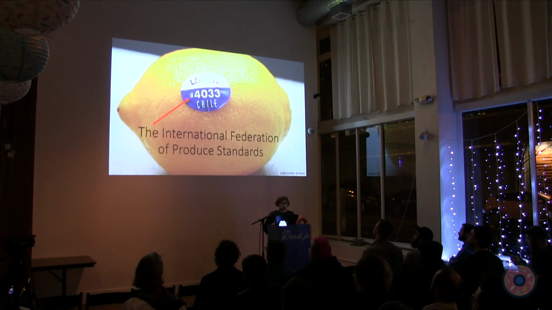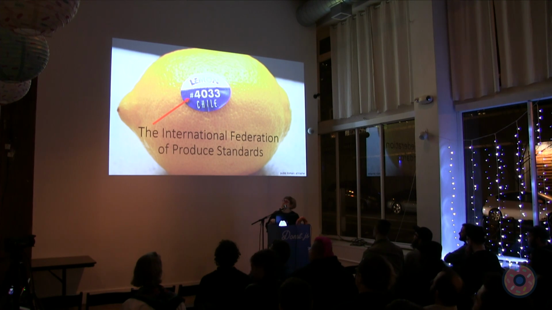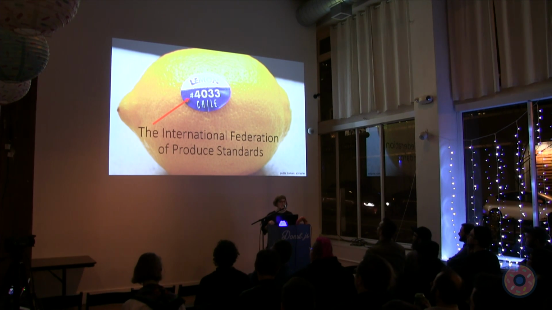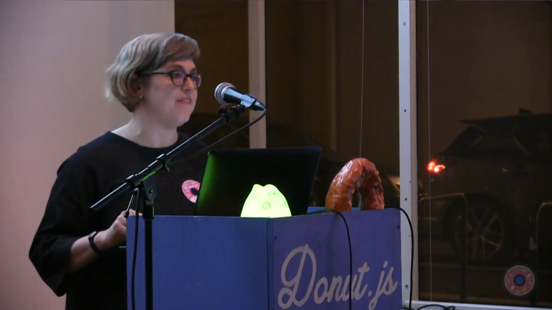Okay, well, they are called PLU codes, or price lookup codes, and they're governed by the International Federation of Produce Standards, which is like a life goal. I'd like to be admitted to the International Federation of Produce Standards. And once I found out about these, I got a little bit obsessed. And they have a nice website. Well, they have a website.